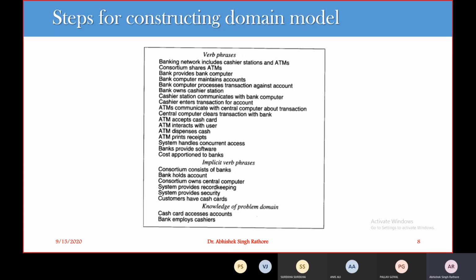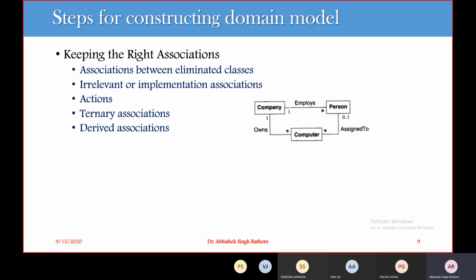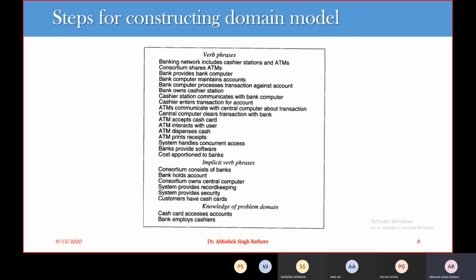Then customers have some cards. So these are different association relationships, considering customers have cash cards. We can model some multiplicity and navigability in addition to that. Then we can find the knowledge that is available for us. These are different knowledge sets: the cash card accesses accounts, and bank employees, and so on. So these are different entities that we can model. This is a way we can identify our associations.